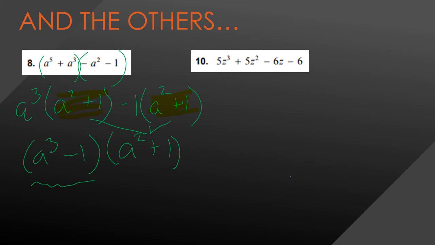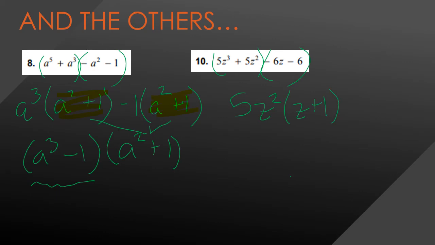All right, number 10, same thing. I notice there's no GCF in all of them, so I'm going to put the first two together and the last two together. I'm going to take out a 5z squared. That is my greatest common factor in both, so that leaves me with z plus 1.